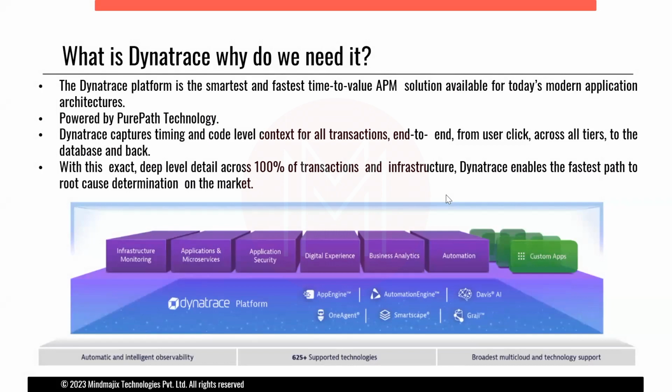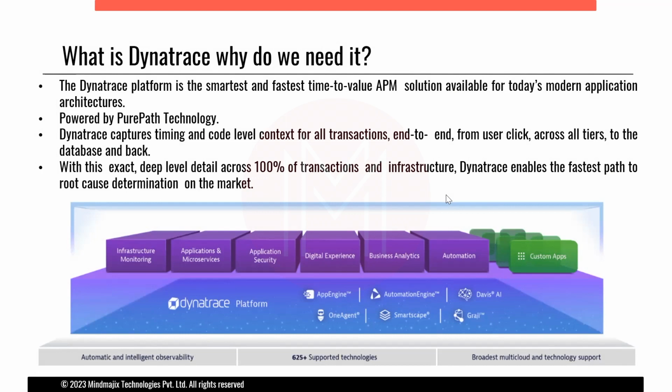If we are struggling to monitor and optimize the modern application architecture, we may want to consider the Dynatrace platform. Dynatrace is a powerful and intelligent application performance management solution that can quickly identify and solve performance issues within the applications. One of the key features of Dynatrace is PurePath, which allows it to capture timing and code level context for all transactions end to end.